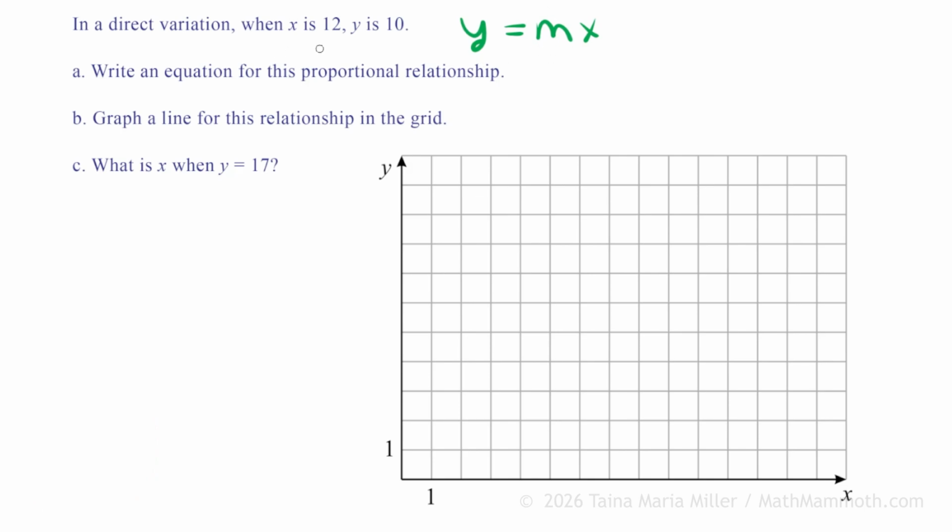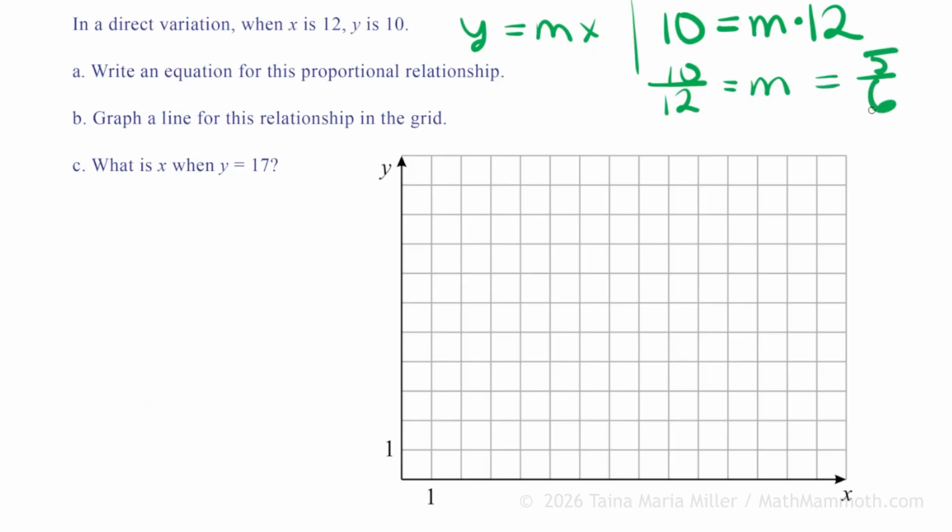And we know that when x is 12, y is 10. So we can plug those two values into this equation. So we get 10 equals m times 12. And from here, to solve for m, we divide both sides by 12. So m equals 10 over 12, which we can also simplify to 5 over 6. And so the equation would be y equals 5 over 6 times x.